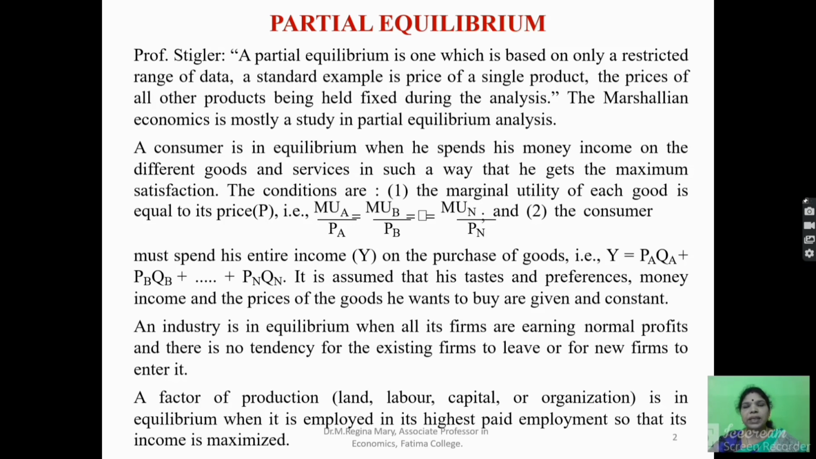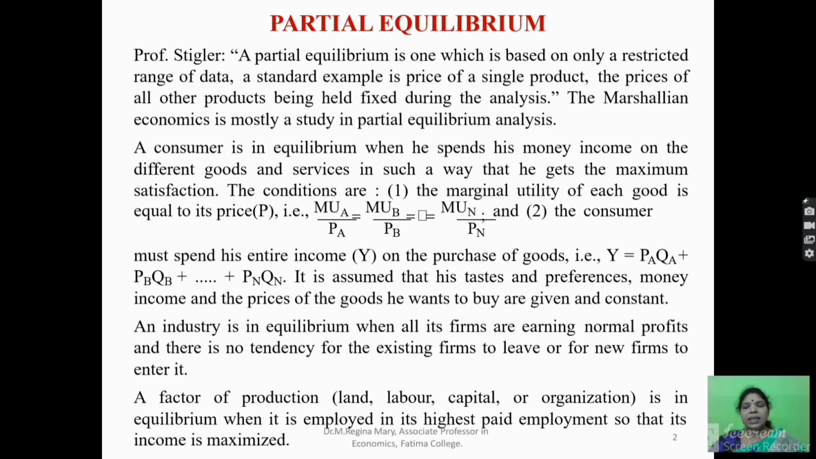A consumer is in equilibrium when he spends his money income in such a manner that the utility derived from one commodity is equal to the utility derived from another commodity, that is, MU of A, marginal utility of commodity A, divided by price of A, is equal to marginal utility of commodity B divided by price of B.